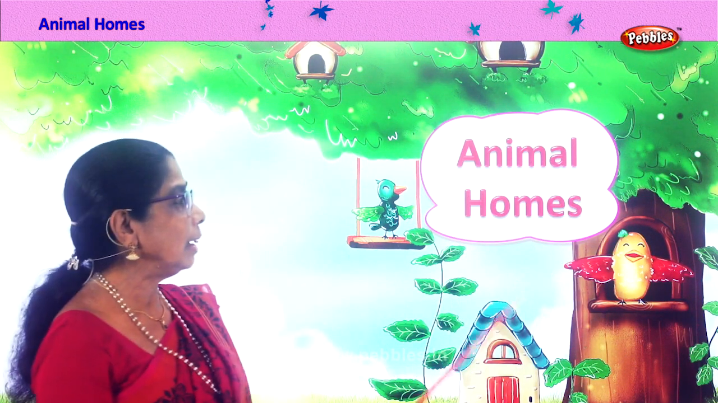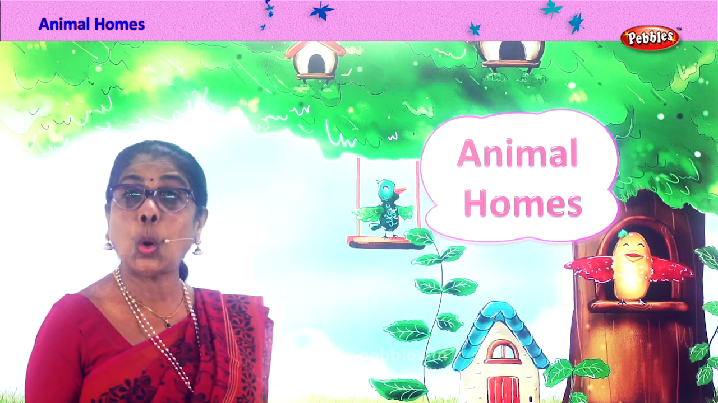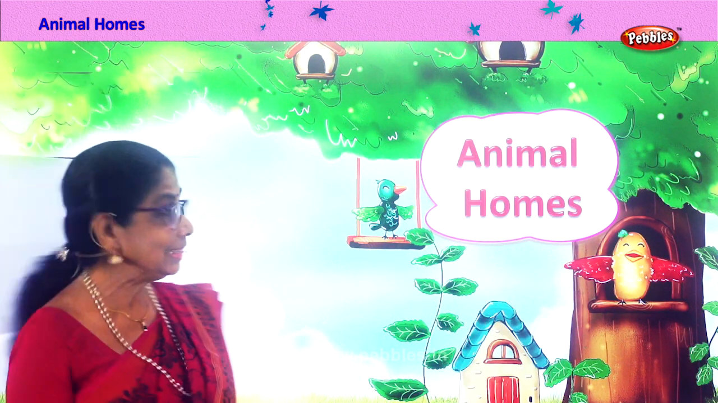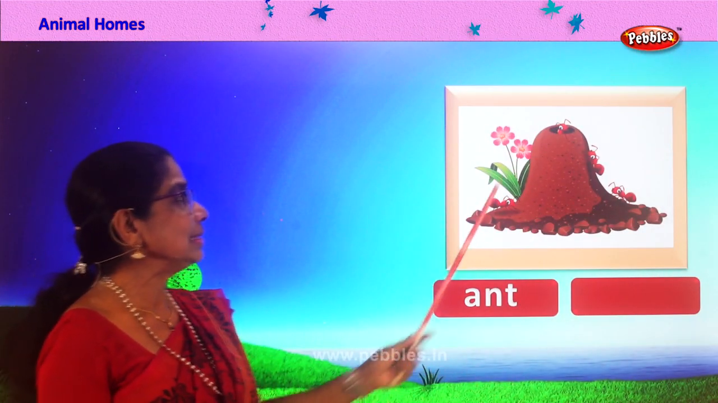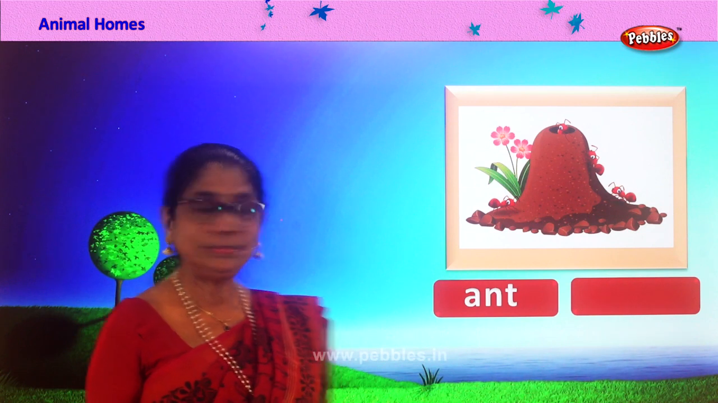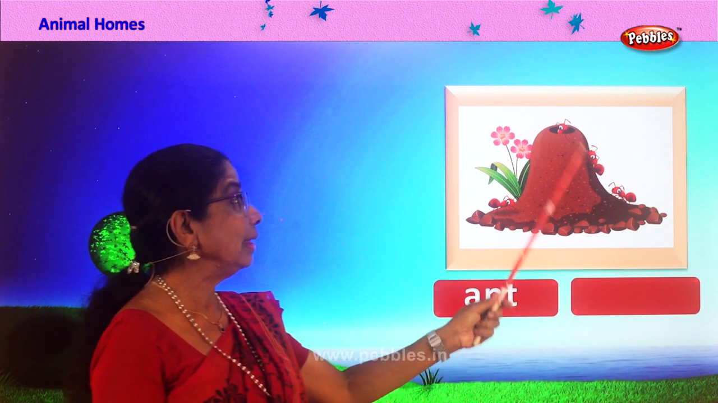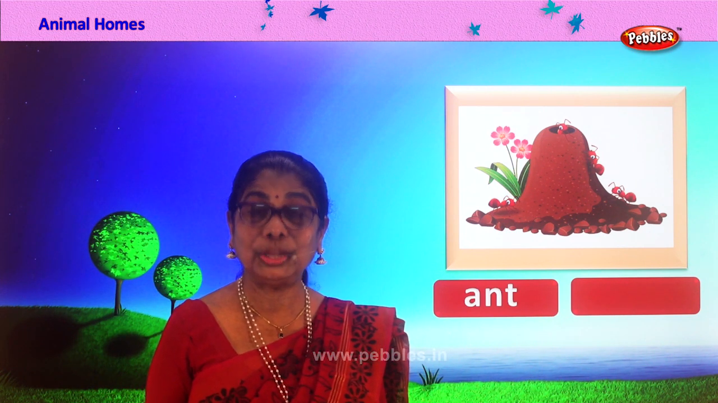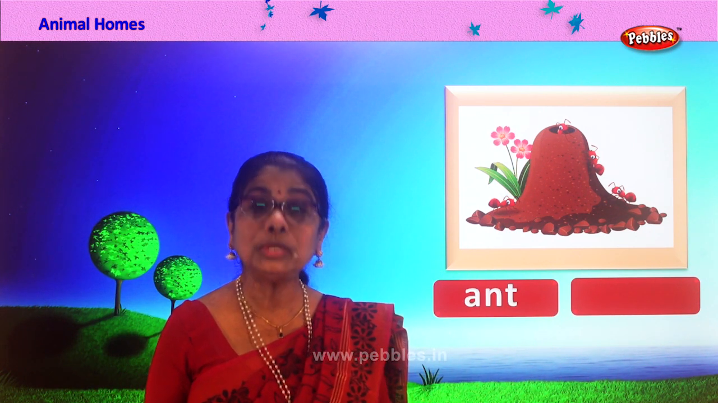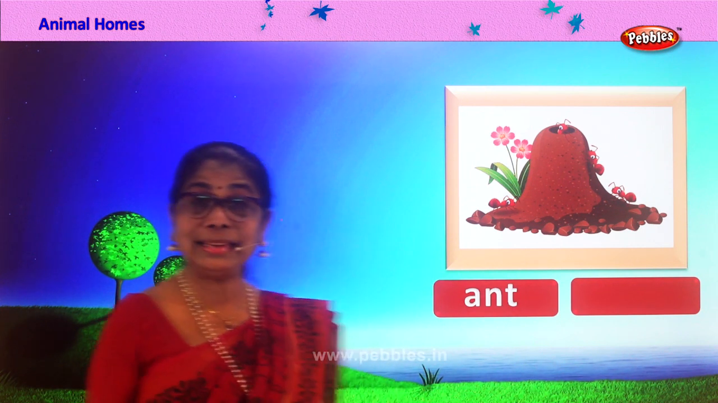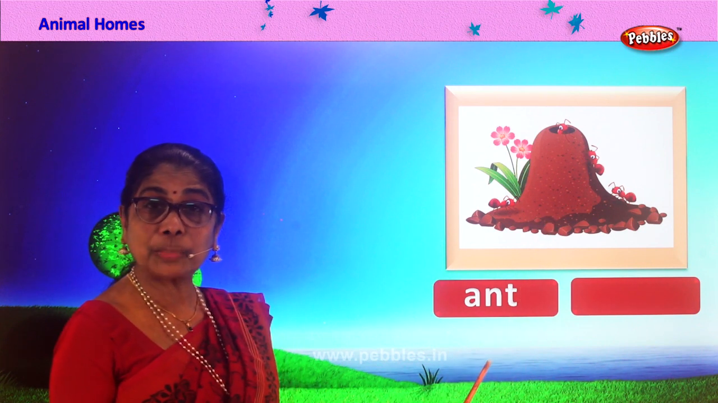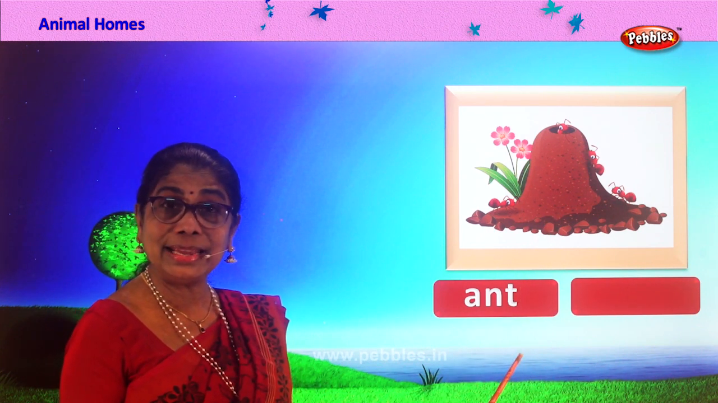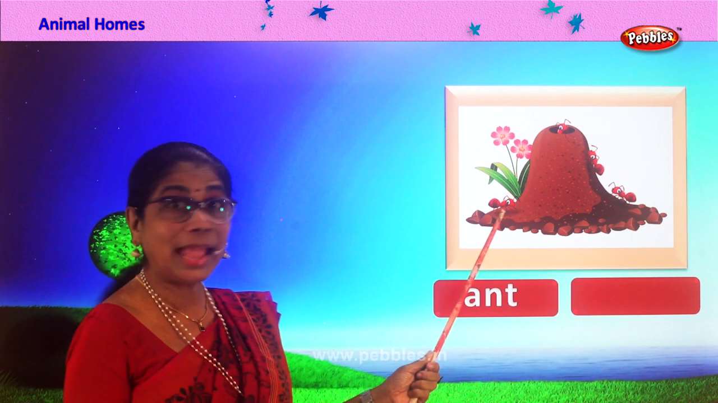Good. Here we are, our first animal home. Shall we look? What do we see here? There's a tiny hill. And what do you see over here? Ants. Ants going in and out. So we're going to look at the home of an ant. What do you call the home of an ant? Spell this. A-N-T.